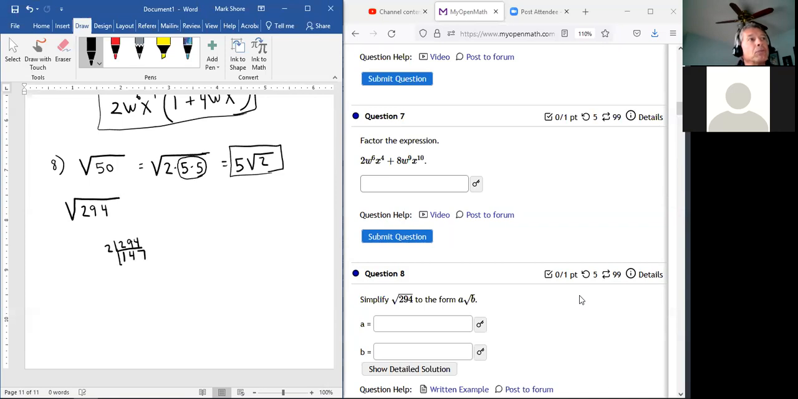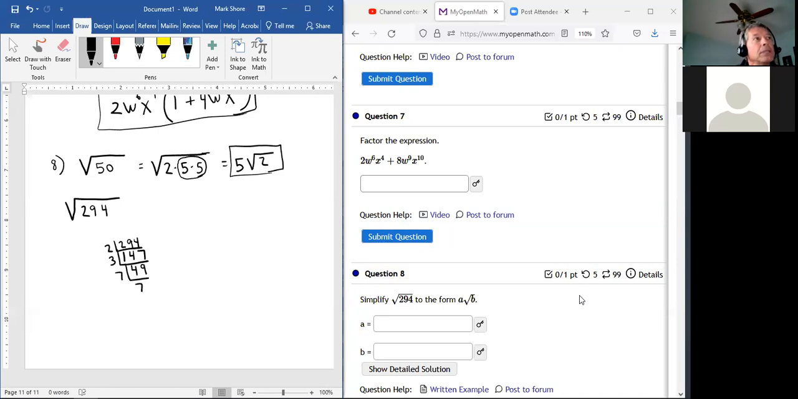At this point, 147 isn't even, but if I add up the digits, 1 plus 4 plus 7 is 12. And since 3 goes into 12, 3 will go into 147. So 3 goes into 147: 3 goes into 14 4 times, remainder 2, and 3 goes into 27 9 times. And then 49 is just 7 times 7.